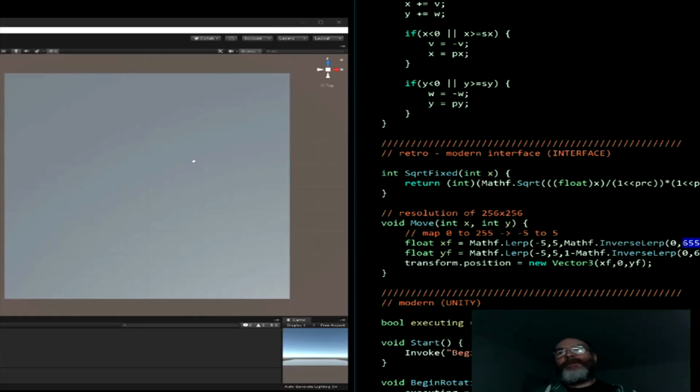Right, yes. So there we did the lerp up to 65535, which is 255 shifted left by precision. Even that's not quite right. Let's just go 256 shifted by precision.